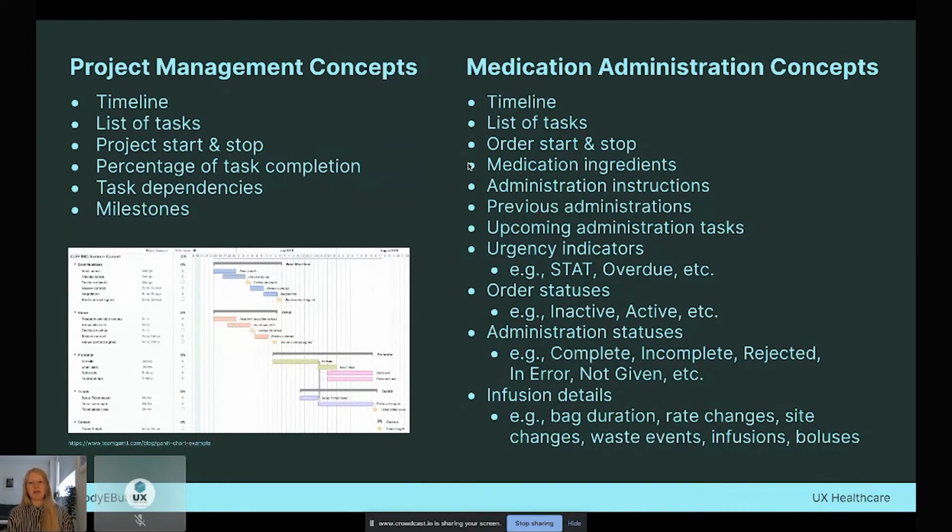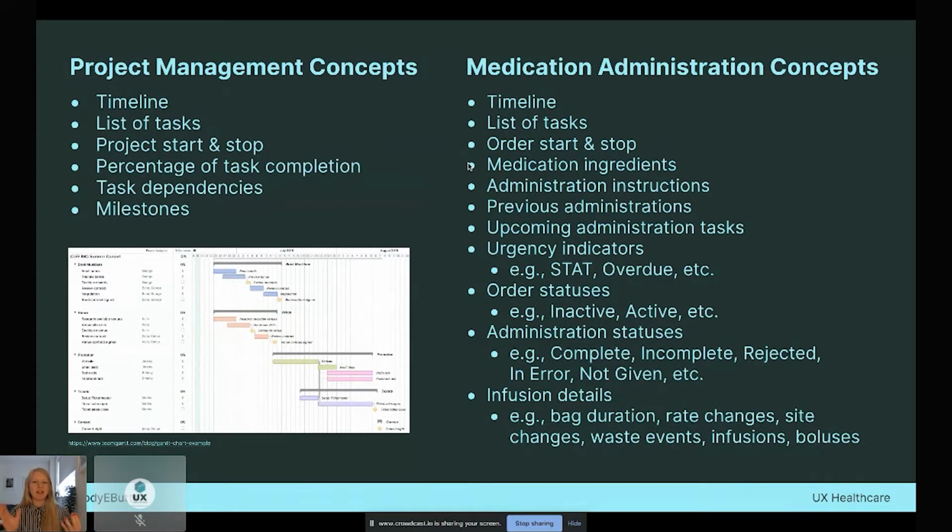And of course, as you can imagine, beyond this, there's additional data that they'll need to drill in or access at some point later as well. So a few additional things to consider are different statuses for both the orders and administration. So if something is overdue or was not given. And then something like infusions has additional concepts that need to be included, such as rate changes, boluses, etc.